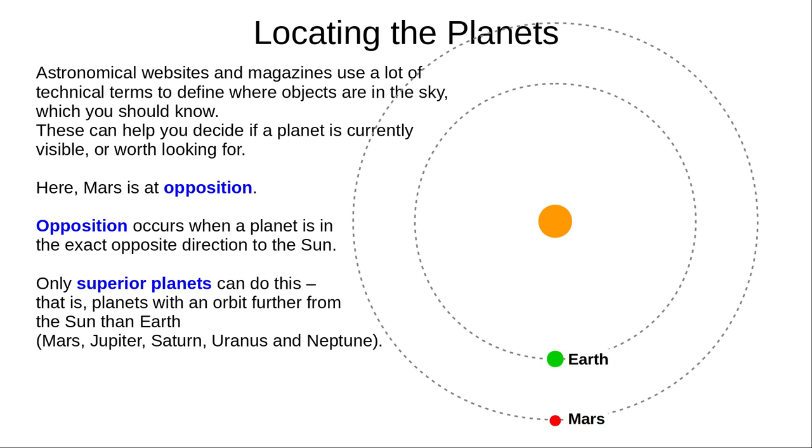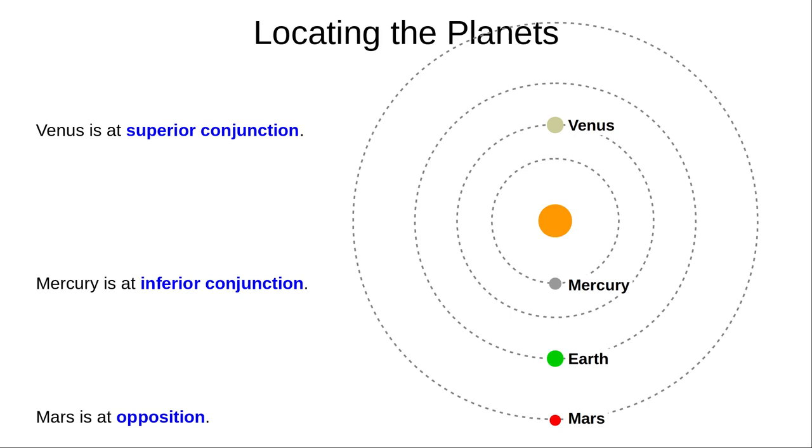Here we see Mars at opposition. It's in the opposite direction compared with the Sun. This gives the best visibility for the planet, but only superior planets, with orbits more distant from the Sun than our own, can be at opposition. Here we can see all three. You may wish to print a copy of this for your notes.